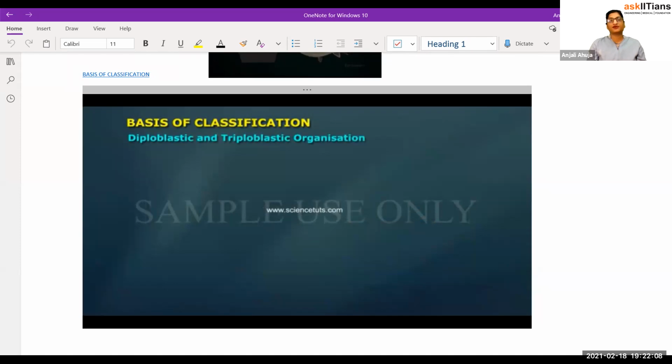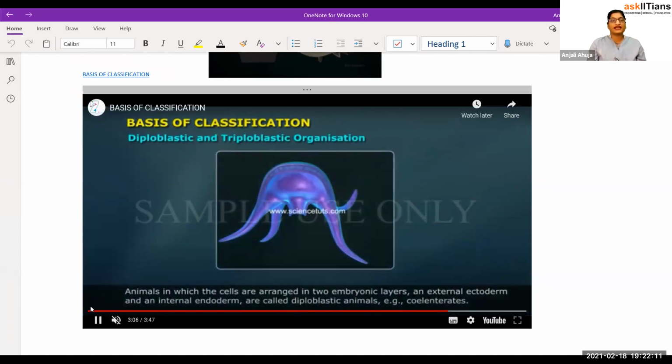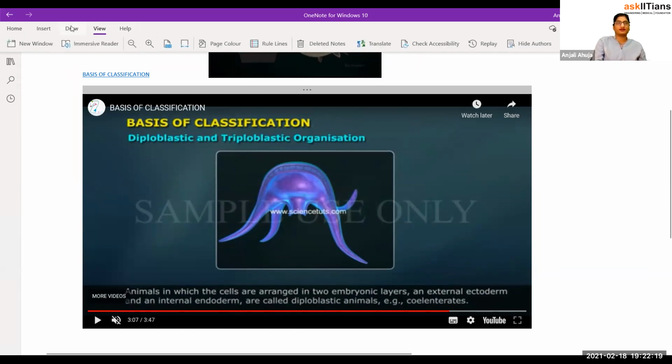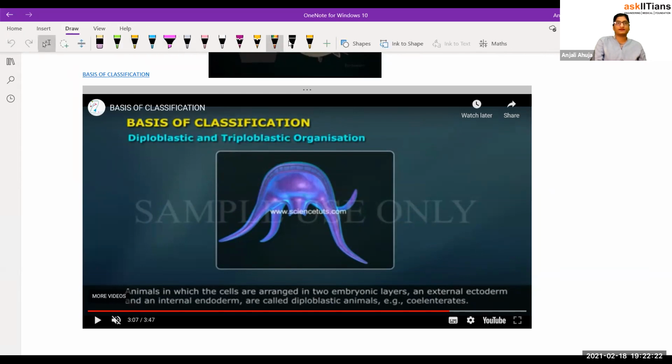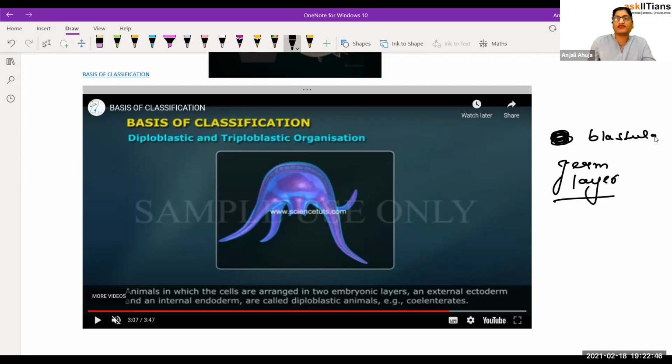Next is diploblastic and triploblastic organization. Before we understand this, guys, I have a definition to tell you. There is a thing which is known as germ layer. Germ layer means germinal layer. When a sperm meets the ovum in all living creatures, the male gamete fuses with the female gamete and forms the zygote. Then the zygote divides to form a mass of cells, and there is a stage known as blastula. This blastula is the one which is going to form the baby of any living organism.